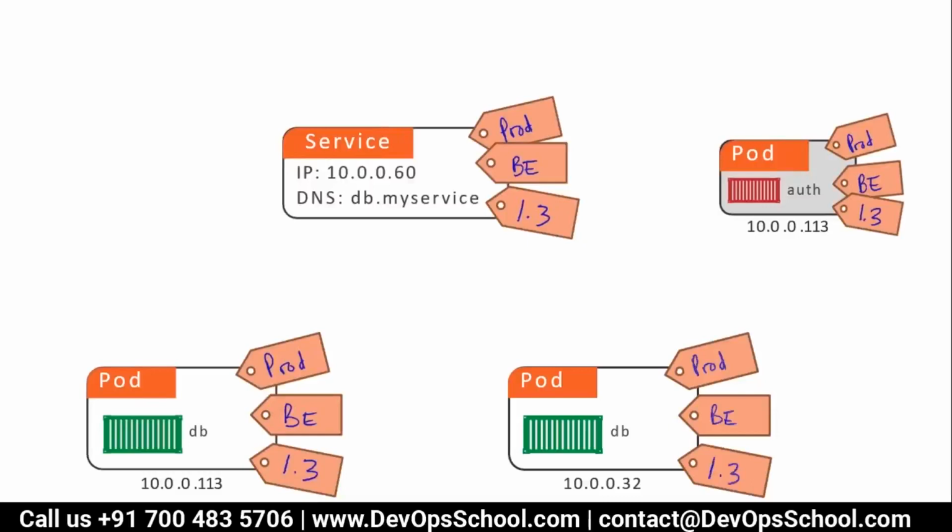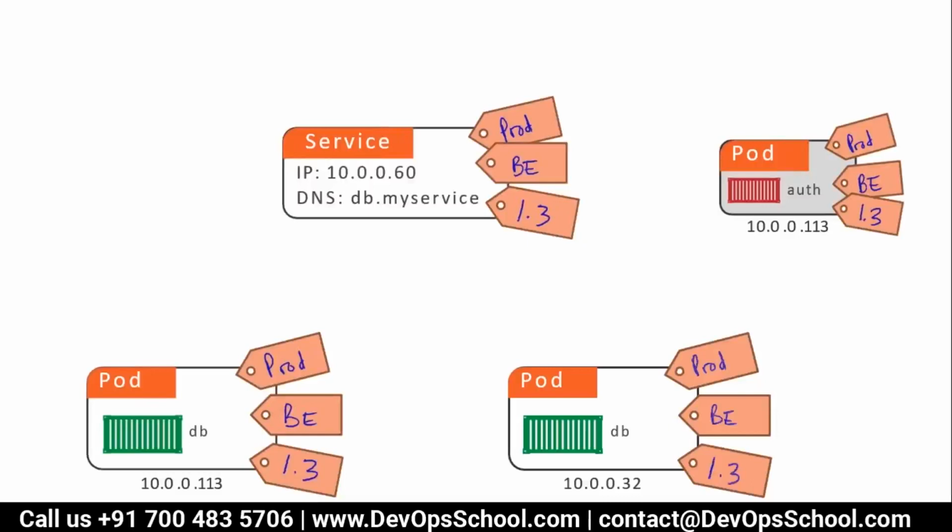So you should label it correctly. Tell me one thing, in this image, did we have the right labeling or not? Wrong. It's not able to differentiate. Auth and DB have the same label, which is not correct. We don't have production front end.